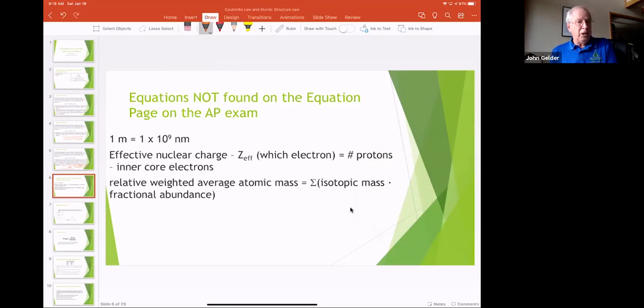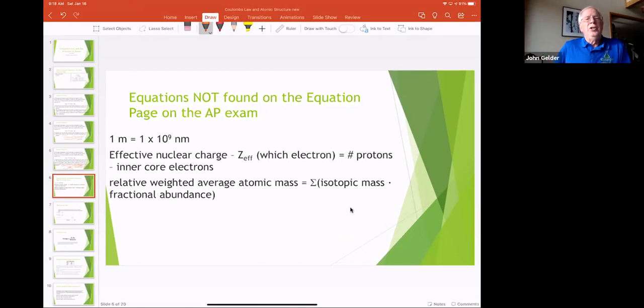And it would be frustrating to be able to do that calculation properly, but then forget the conversion between meters and nanometers, because the speed of light is in meters per second. And so when we calculate with frequency in seconds to the -1, we're going to come up with meters as our wavelength, but in the past, the AP exam has asked for nanometers. So we've got to be able to do that conversion easily.